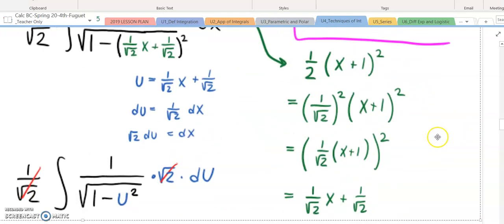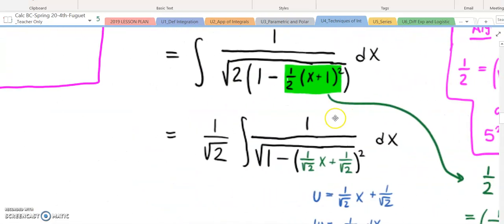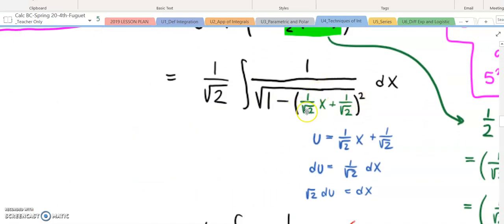Taking a look down here in the bottom, this is what I did in order to make this work. So I rewrote the 1/2 as 1 over square root of 2, quantity squared, and then to multiply them together, I distributed that 1 over square root of 2 to the problem. And that's where my substitution here in green comes into play.